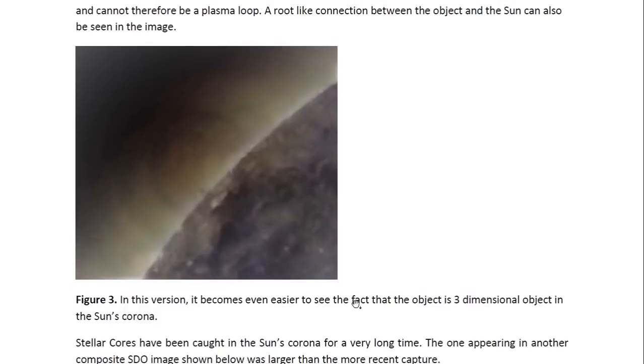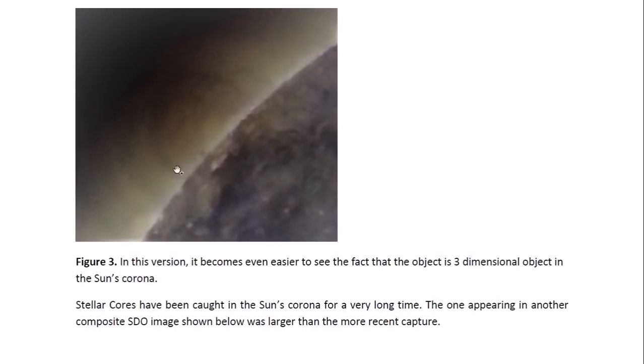And in this image, it becomes even easier to see that this is a three-dimensional object. You can see that it emits, it's obviously absorbed plasma from the sun. It's emitting light from this plasma, and you can see a three-dimensional structure. We can see that it looks different in this region here than it does here. So this is definitely a three-dimensional object with plasma surrounding it that it has absorbed and has become part of the object itself.